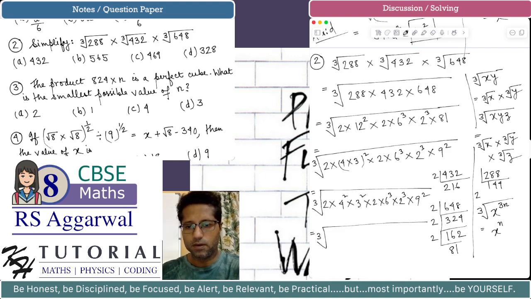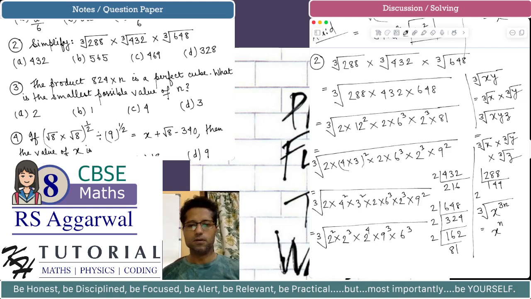so we have 2. We can consider the factors of 2. We have 2 square multiplied by 2 cube, and we have 4 square is 2 to the power 4, and 3 square can be written as 9, and there is 9 square, so I get 9 cube, and I have 6 cube.